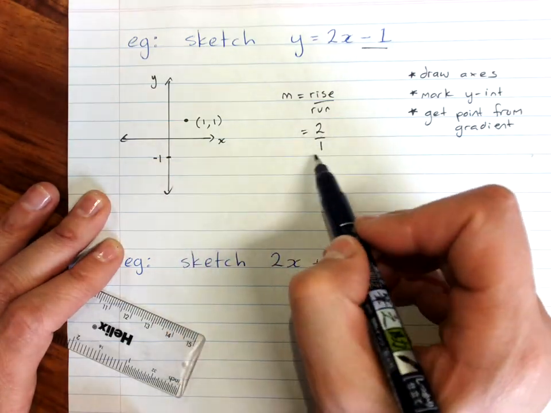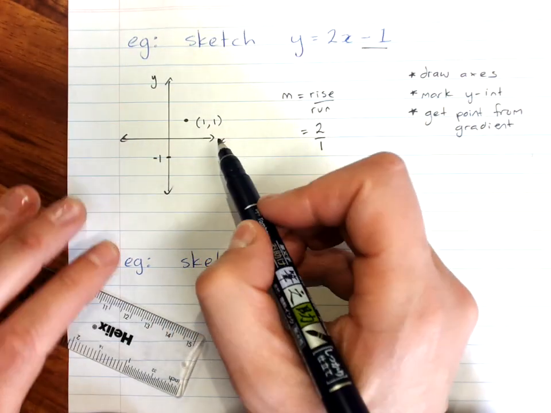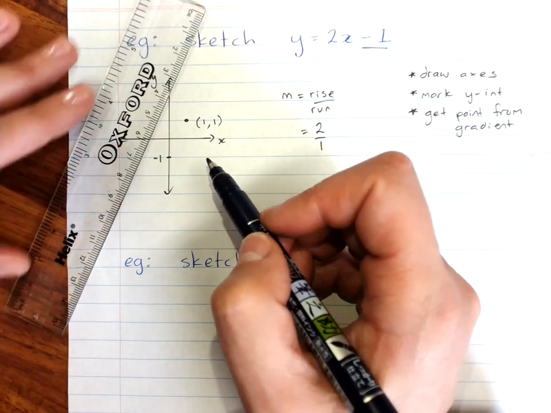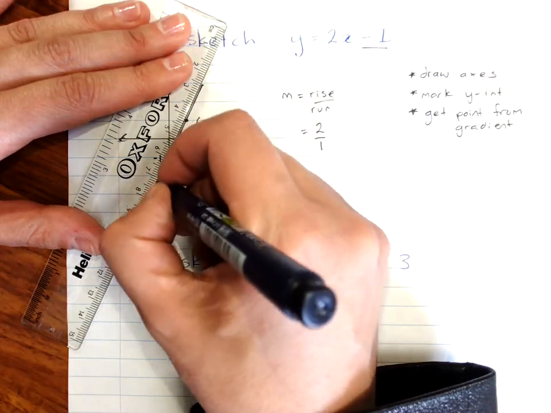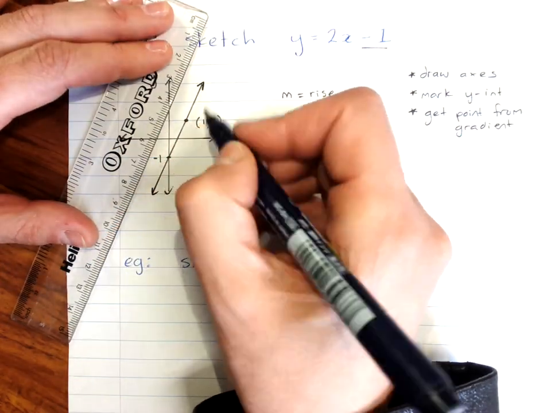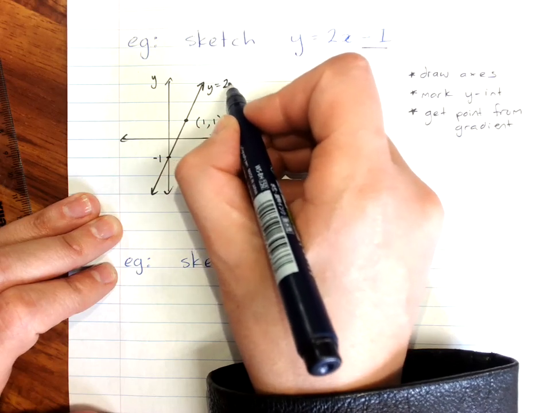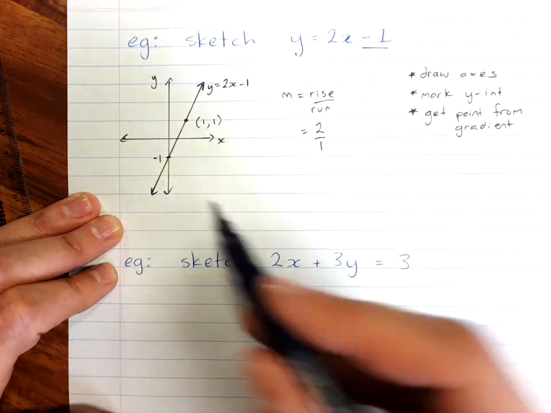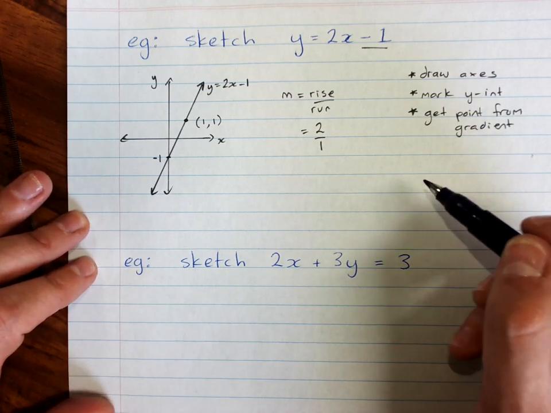So you mark your y-intercept with its value. You use the gradient as a fraction to get another point, give its coordinates, and then just put a line through that, and you have sketched your line. Label it as you normally would, and that is how you sketch a line instead of graphing a line.